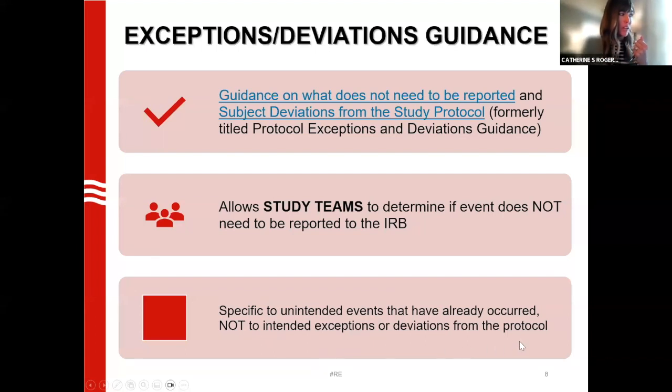What does not need to be reported is specific to unintended events that have already occurred. This is not applicable to planned deviations from the protocol. So that's really, really important. If you realize, oh, last week we brought a subject in and they were a week out of window for a visit, and we just realized it as we were looking back at their research chart, that could be something you want to consider whether it needs to be reported or not.